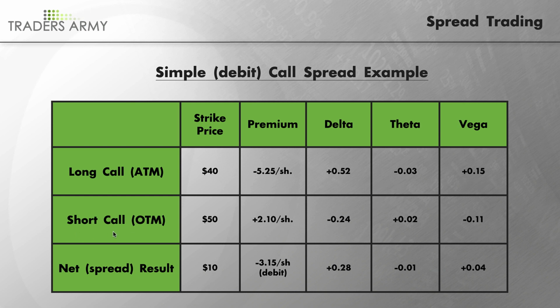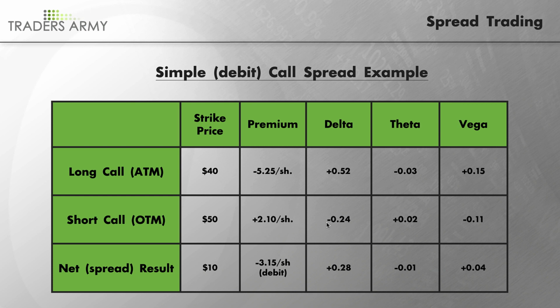And then you look at the short call position, which would be an out of the money, otherwise known as a higher strike call option at $50. When you sell a call option, you're going to bring money in. So this is a positive. Money actually comes into your account when you do that.